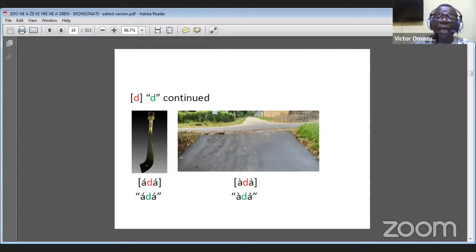Ada is the scepter, and then Ada is the crossroads. So crossroads are two types in Edo. It's either four or three. Or Adanene or Adaneha. So Edo.